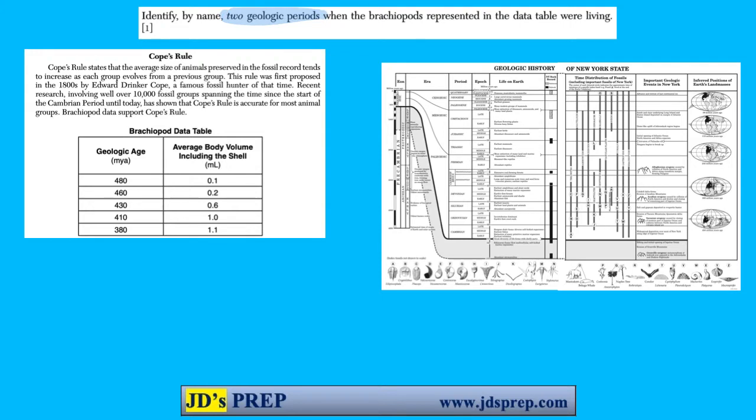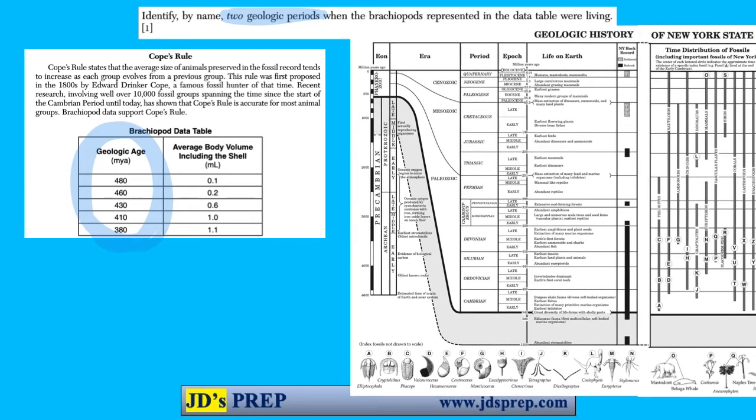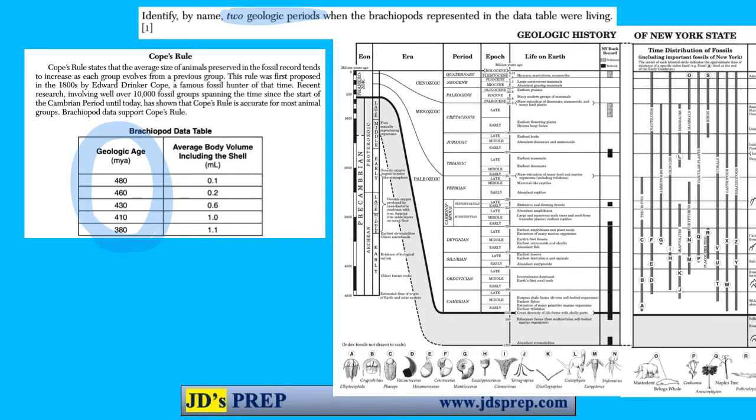So draw your attention to here. This is the geologic age we're talking about. And I pulled this out from your reference tables, and we're going to find those dates on here. So we have from 380 million years ago to 480 million years ago, which is represented in here to around here. There are 3 periods that are identified. You can choose any 2 of those 3, and that'll be correct.